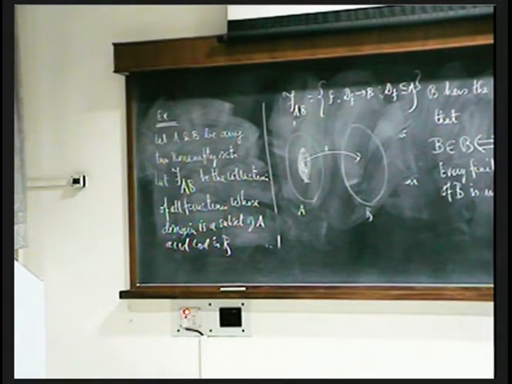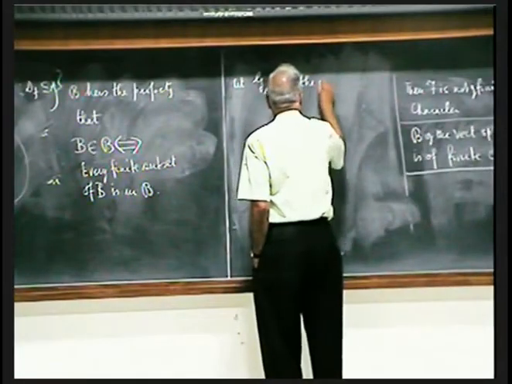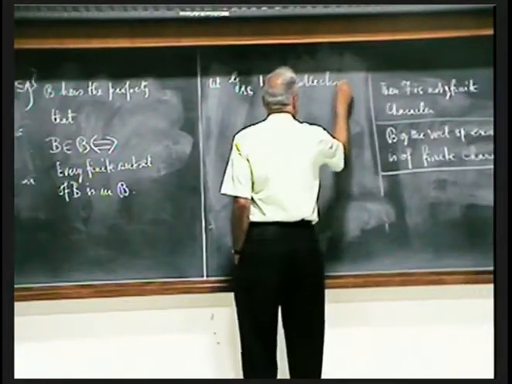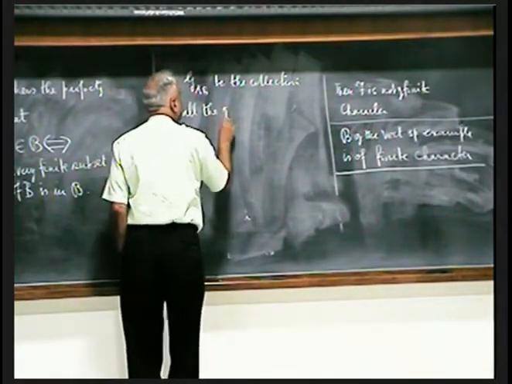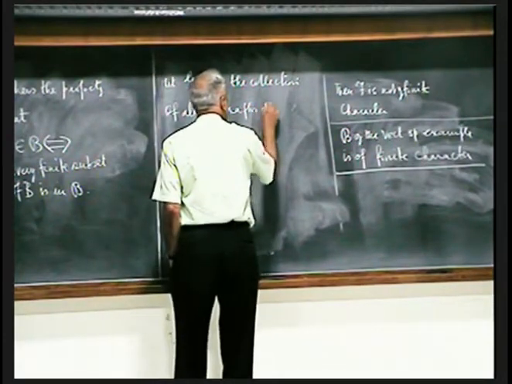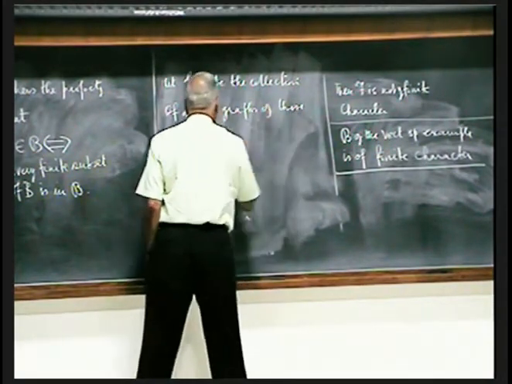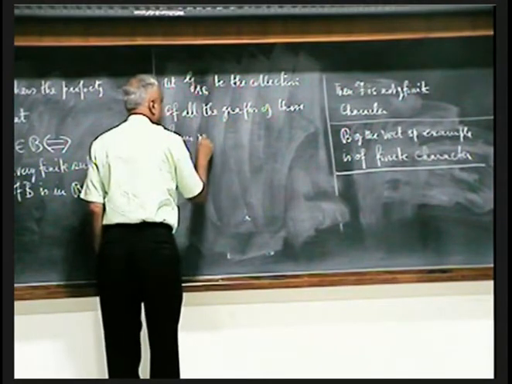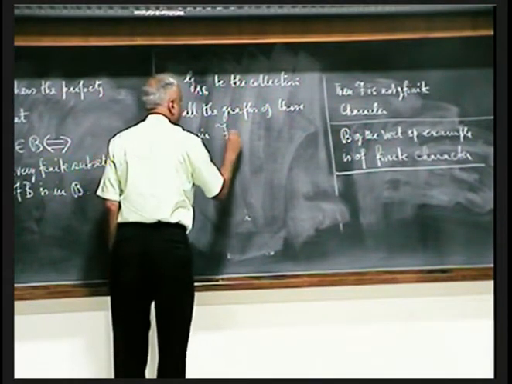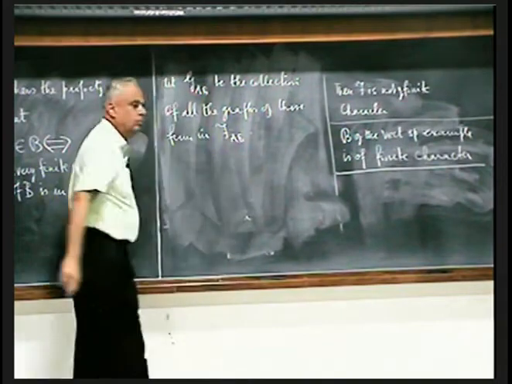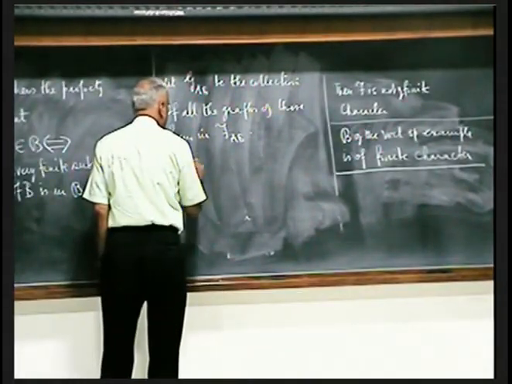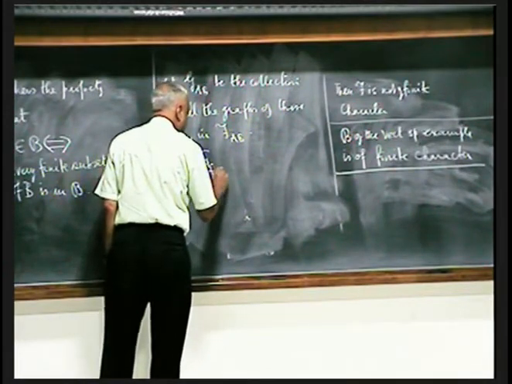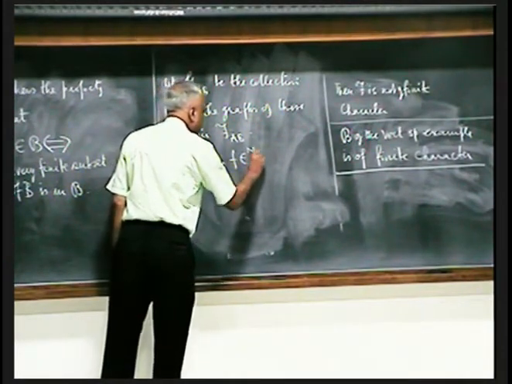So let G_AB be the collection of all the graphs of these functions. So probably I use the notation G_AB as the collection of graphs of functions such that this function.